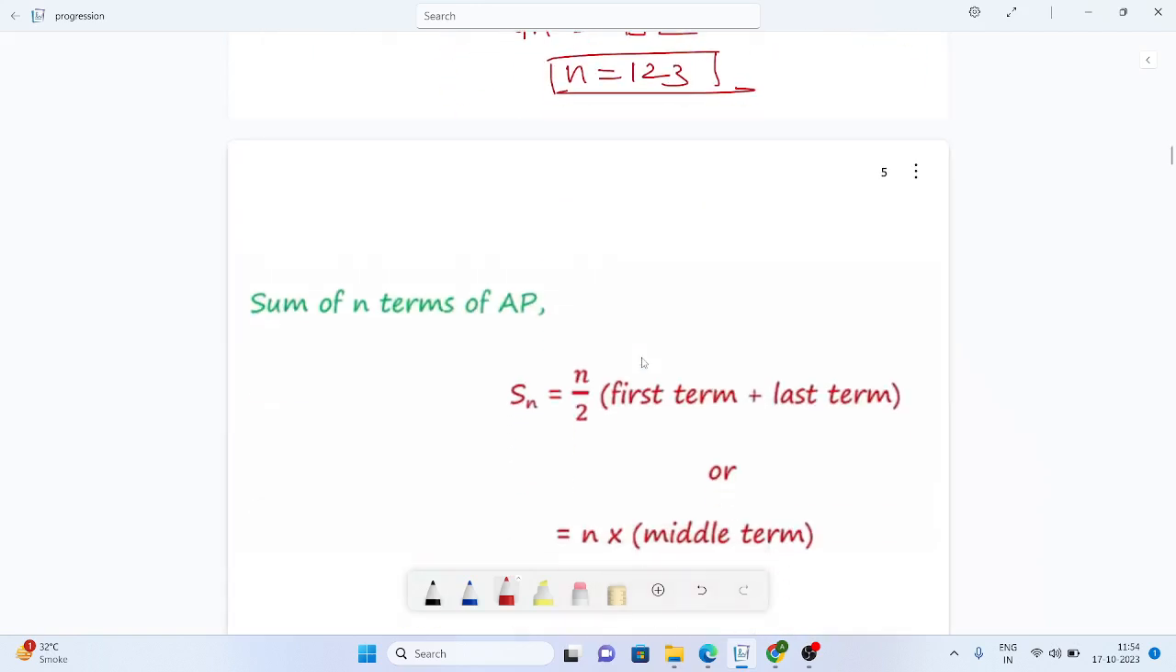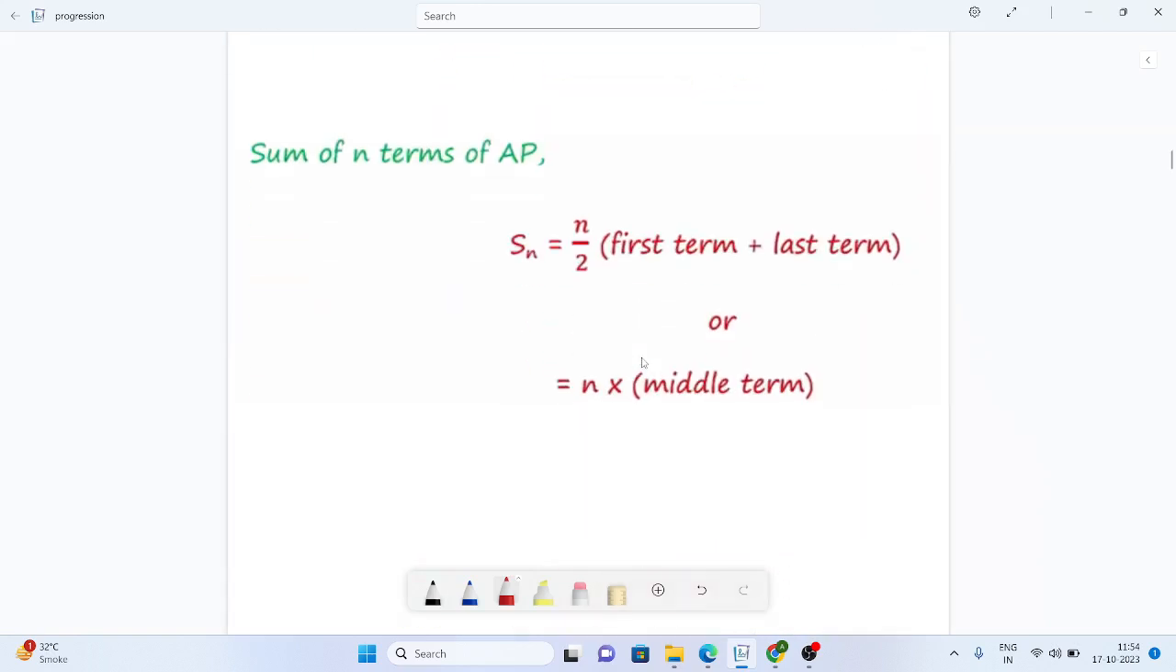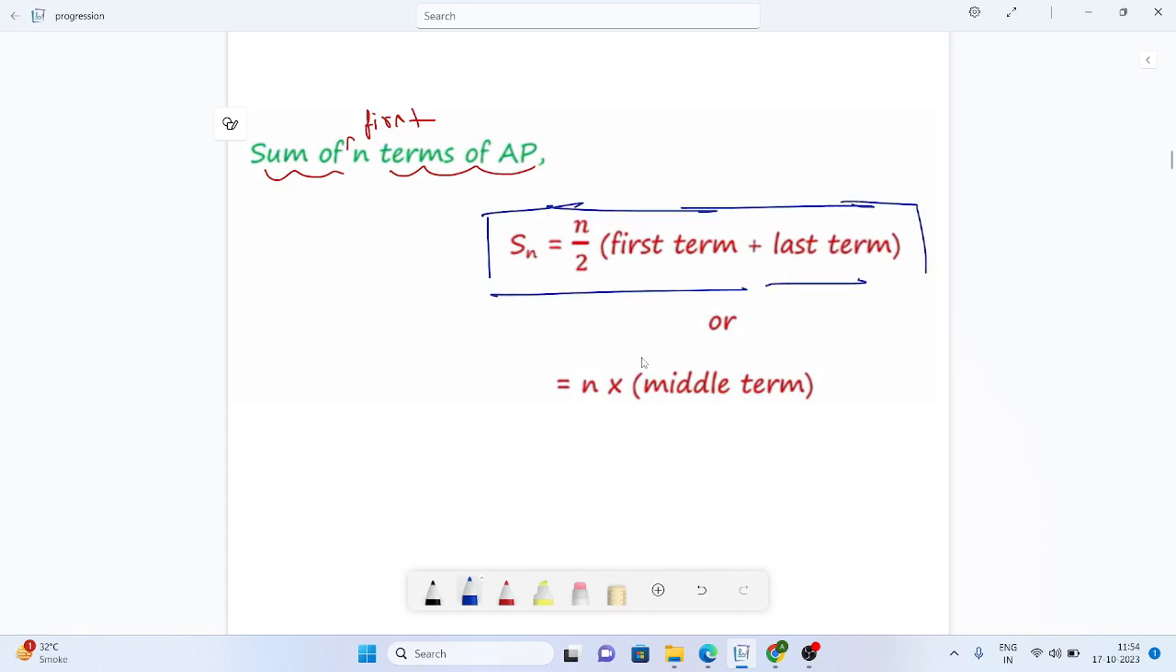Okay, so now there is the second formula, sum of n terms of AP, or sum of first n terms. First n terms means n terms of AP. So the formula for this is, sum is denoted by Sn. Sn is term 1 plus term 2 plus term 3 up to so on nth term. This is Sn. So what is the formula?